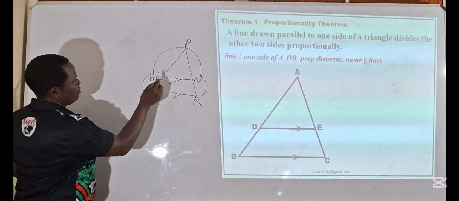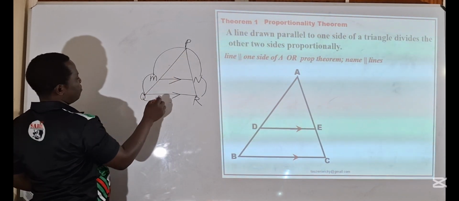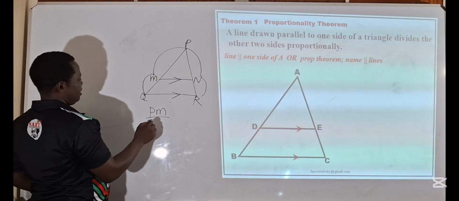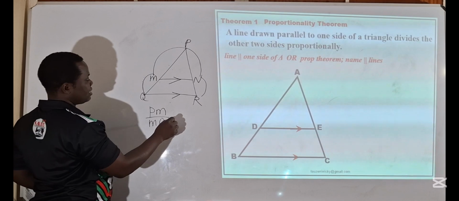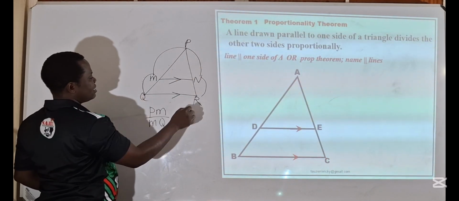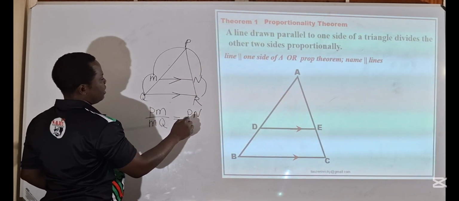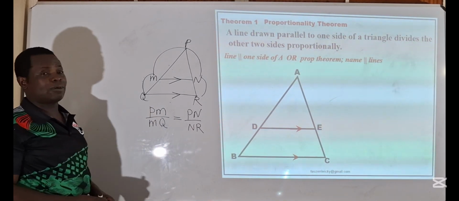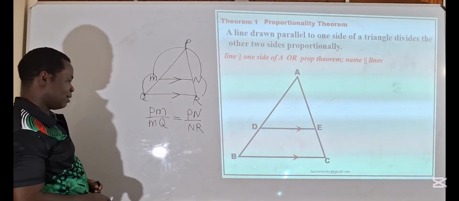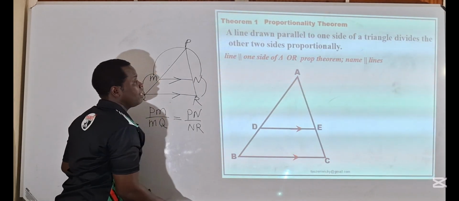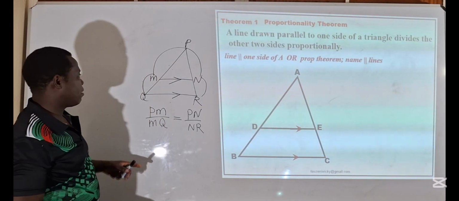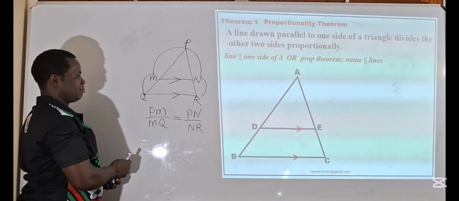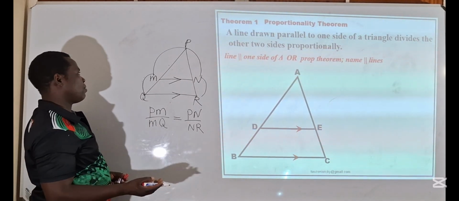Now, this part of the triangle PM, if we divide PM divided by MQ, the answer that we get is exactly the same as dividing PN divided by NR. That is what the proportionality theorem says. And this is applicable only and only if there are parallel lines in the diagram. I can change this relationship and express it in a different way. You know how maths works.